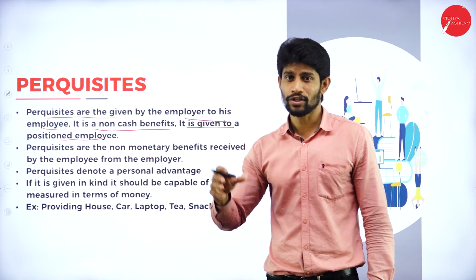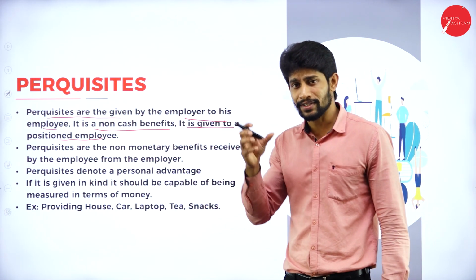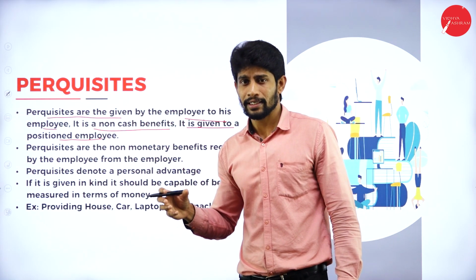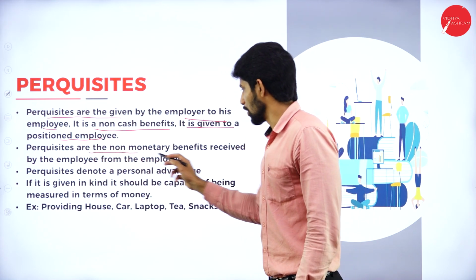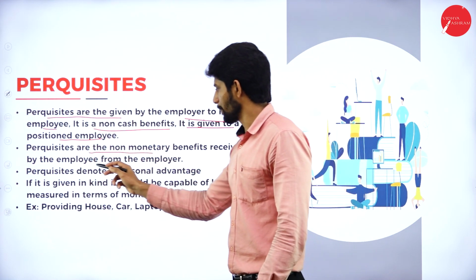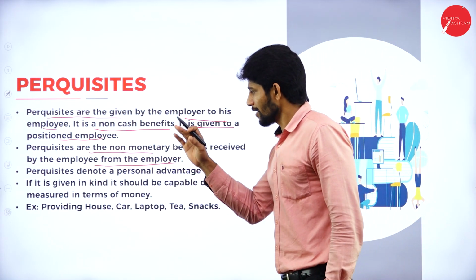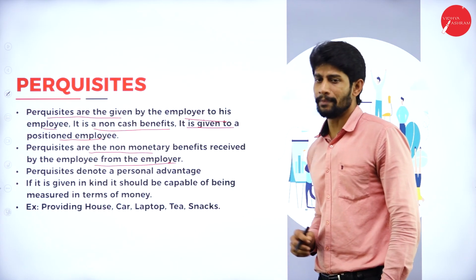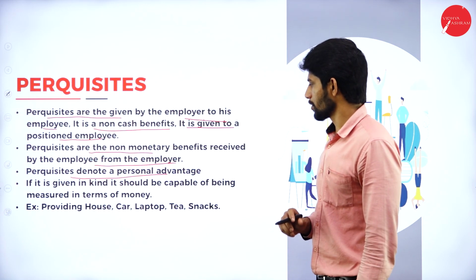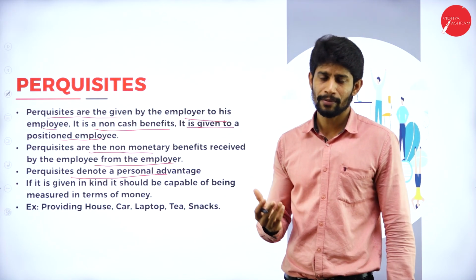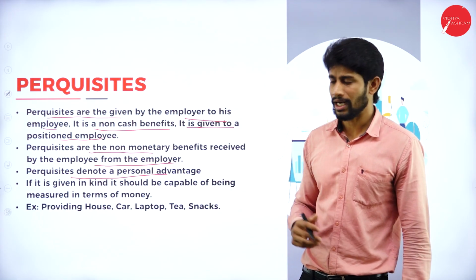You can use the car, but he is not providing the cash. So using of services or the facilities provided by the employer is called perquisites. Perquisites are the non-monetary benefits received by the employee from the employer. Perquisites denote a personal advantage for each and every employee, and the employer is going to provide those advantages.